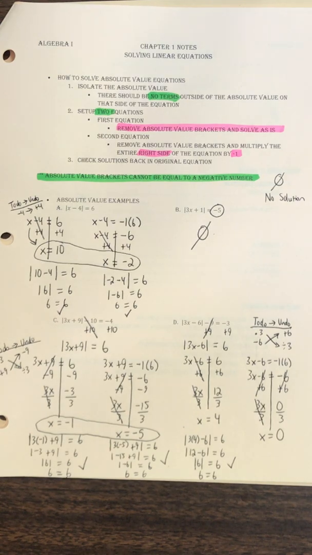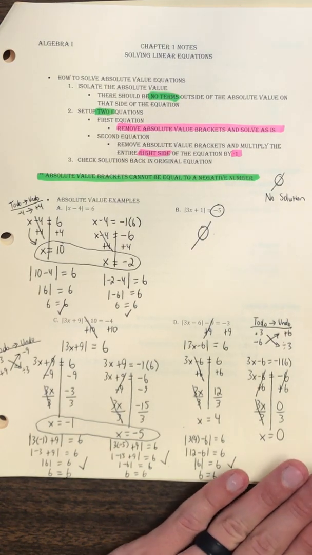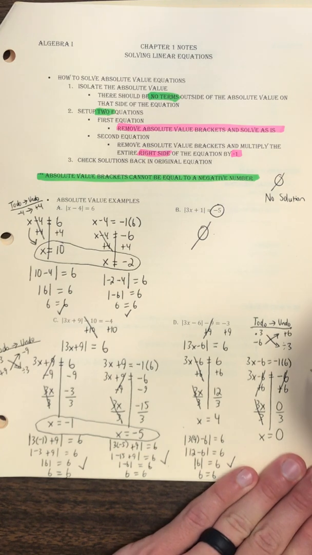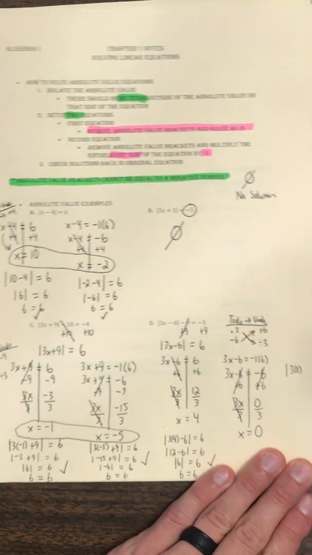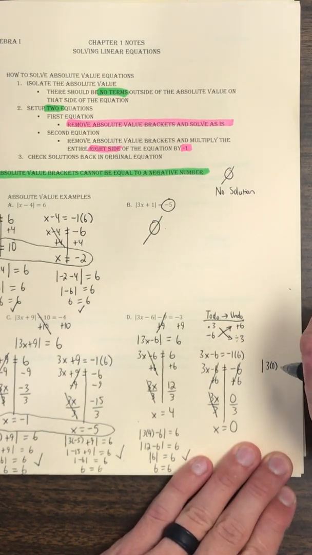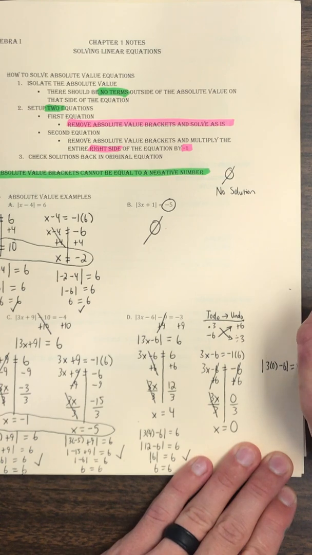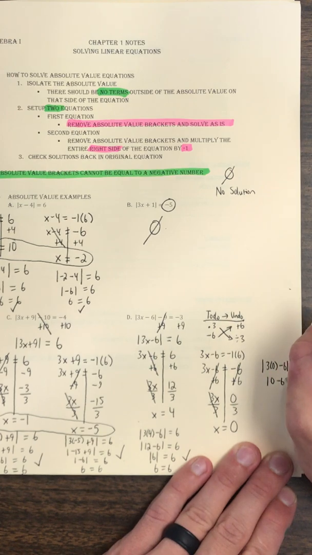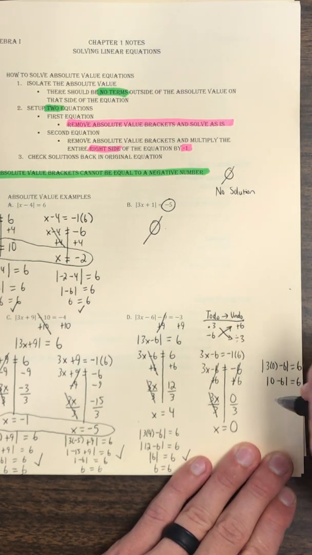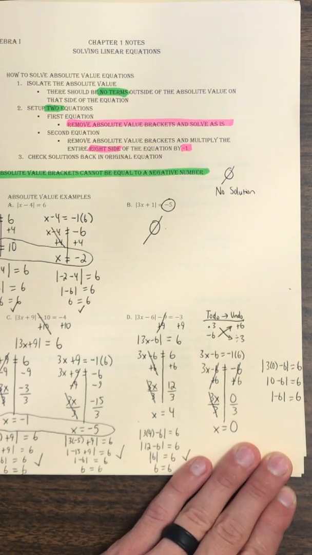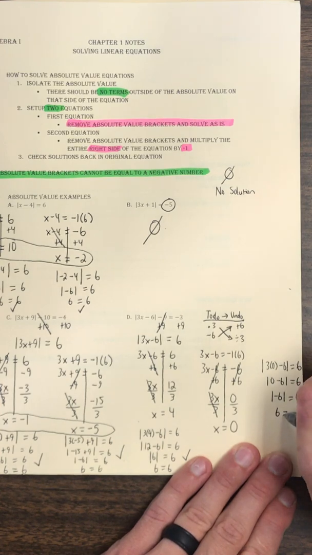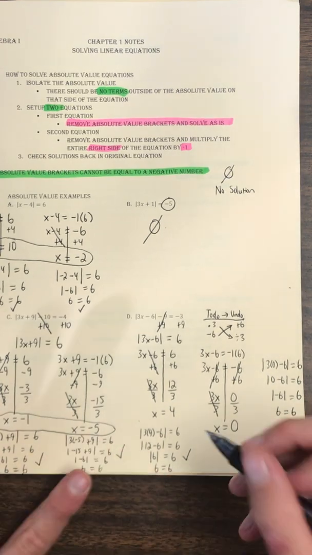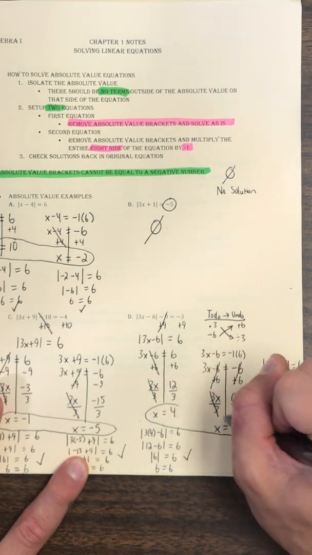Now I've got to check the other one, which is 0. I'm going to do that over here to the side where I've got a little more room. So the absolute value of 3 times 0 minus 6 equals 6. Well, 3 times 0 is 0, so the absolute value of 0 minus 6 equals 6. 0 minus 6 is negative 6, so I've got the absolute value of negative 6 equals 6, and the absolute value of negative 6 is 6. 6 equals 6. That is correct, so both of these solutions work.